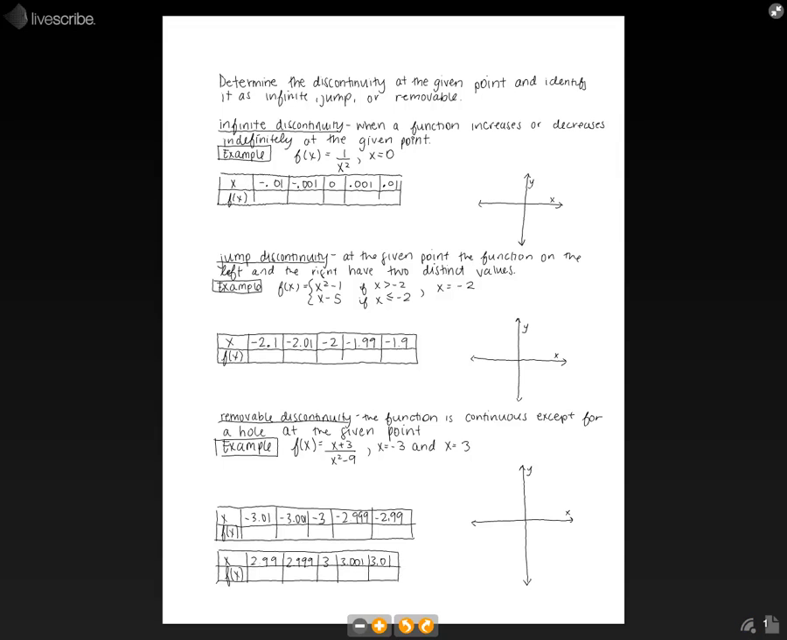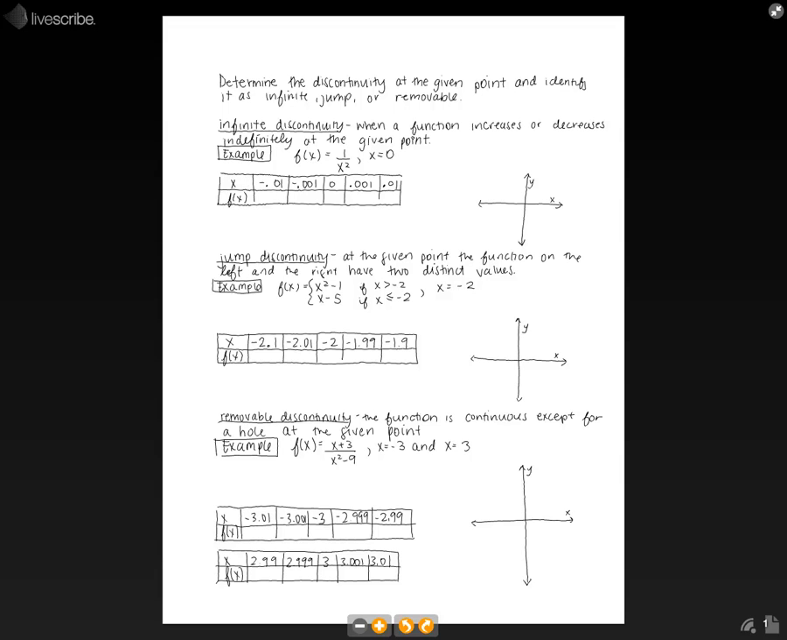In this video, we're going to talk about discontinuity. So we're going to first determine the discontinuity at the given point, and then identify it as infinite, jump, or removable. An infinite discontinuity occurs when a function increases or decreases indefinitely at the given point.